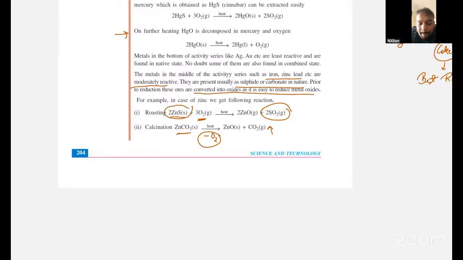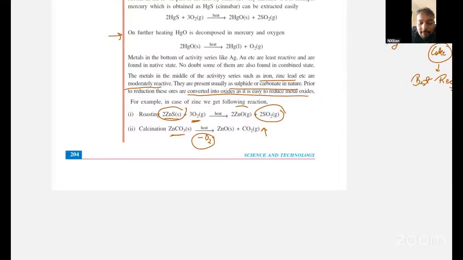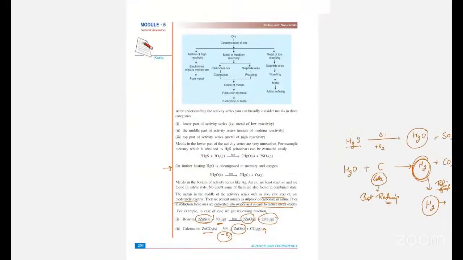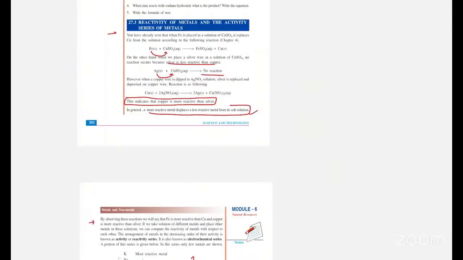Got it? Okay. So in both ways we are getting oxide of metal, and then the oxide of metal we will react with the reducing agent so that we will get the metal. Got it? Yes or no? Any problem till now? No, sir. I'm confused.